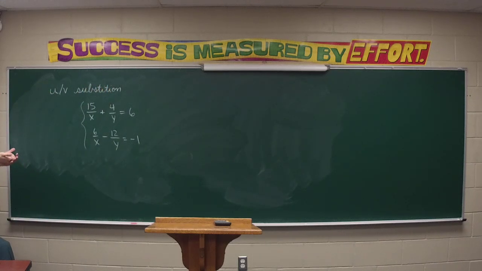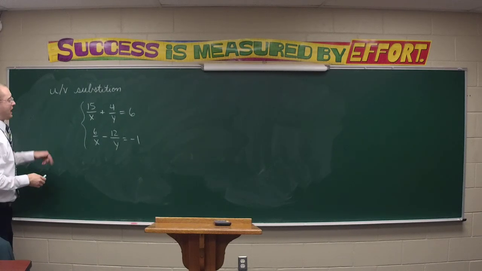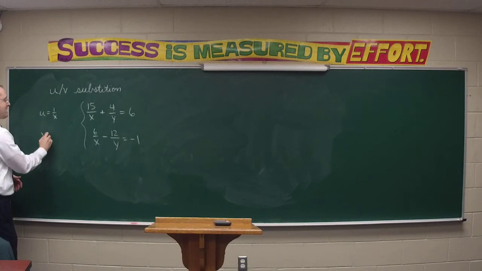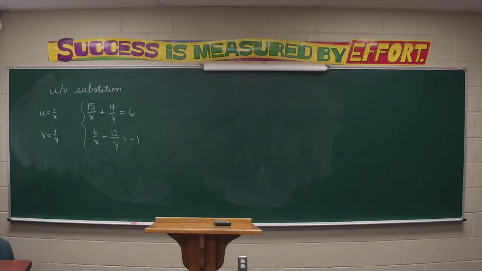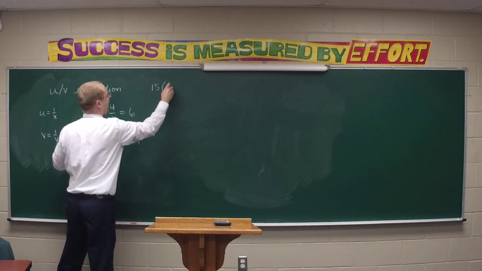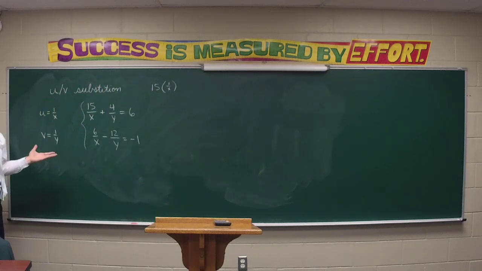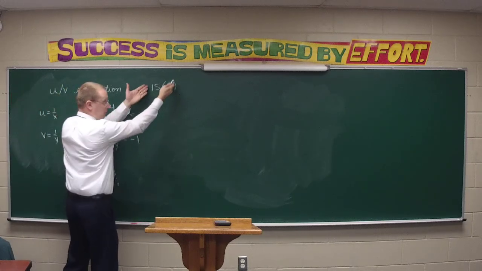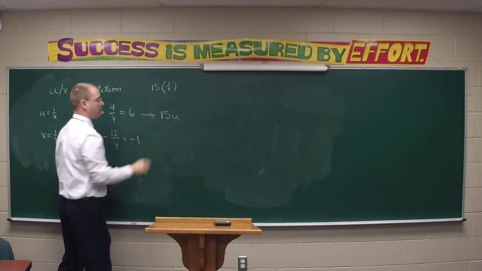UV substitution. Nothing special about the letters U and V any more than X and Y, except they don't really look like anything else in the alphabet, which is nice. Here's what I'm going to do. I'm going to say that U is going to be the reciprocal of X, and V is going to be the reciprocal of Y. Here's the idea. 15 over X means the same as 15 times 1 over X, correct? If 1 over X is being represented by the letter U, then 15 over X just becomes 15U.